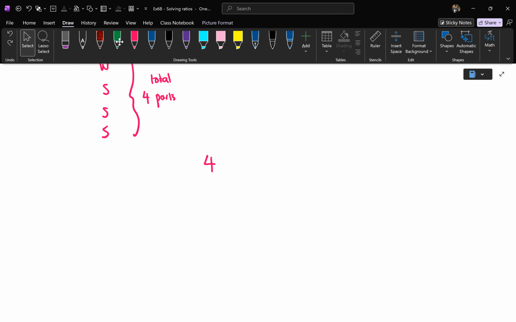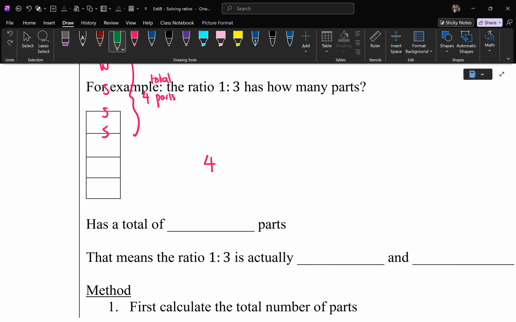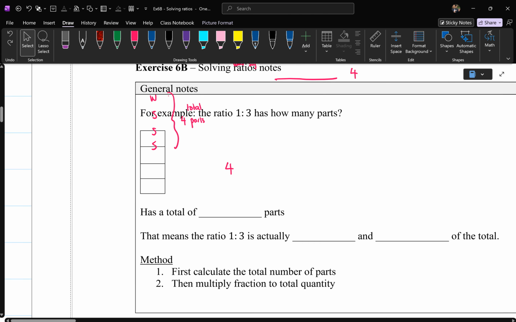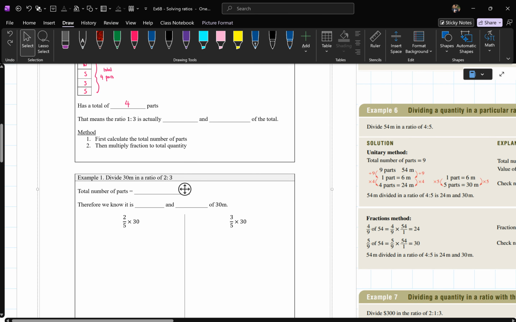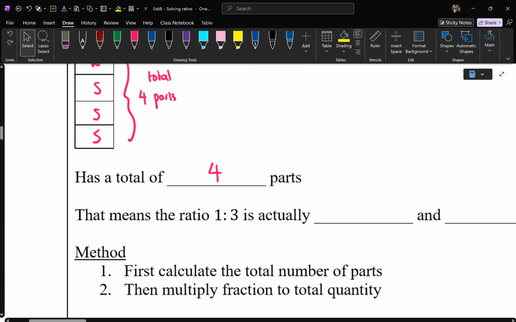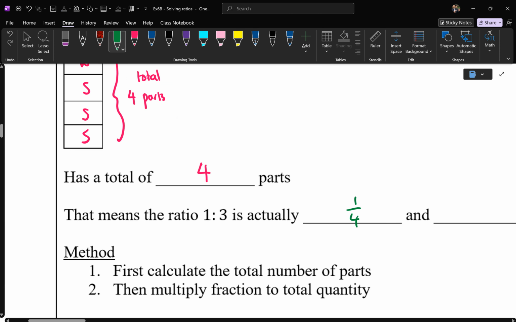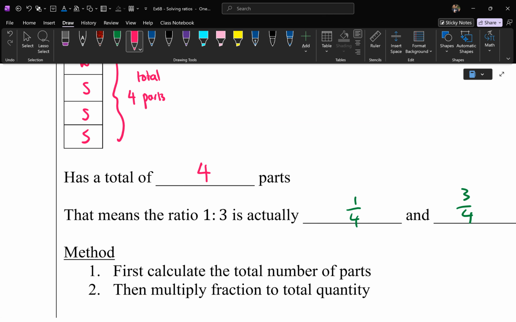only 1 out of 4. 1 out of 4 and 3 out of 4 is what the 1-to-3 ratio means. So 1/4, if it was water, then it's 1/4 water, 3/4 sugar. So I'm trying to teach you how to relate ratios to fractions when you're interpreting it.